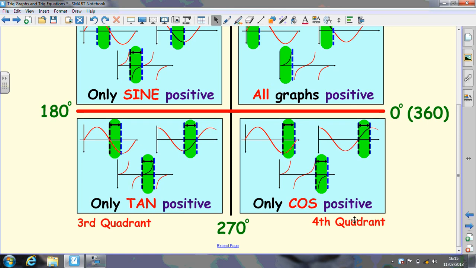In the final quadrant, the fourth position, this is between 270 and 360. If we look at the graphs, the sine wave is negative, the cosine wave is positive, and the tan is negative. So only the cosine wave is positive at this point. And that will help us later on to solve trickier equations.